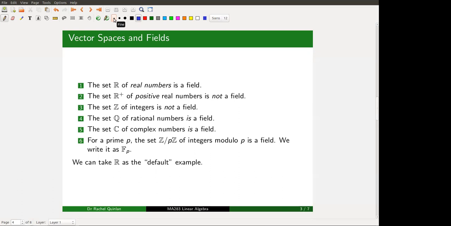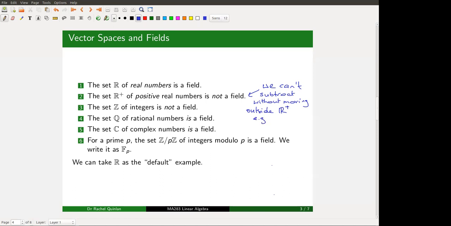The set of positive real numbers is not a field. And a reason for that is we can add any pair of positive real numbers and the result will be a positive real number. Same for multiplication, same for division. But the thing we can't do here is subtract. So we can't subtract one positive real number from another necessarily without moving outside the set of positive real numbers, which we're denoting by R with a plus on top for positive.